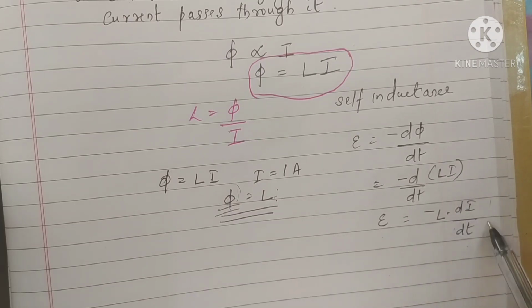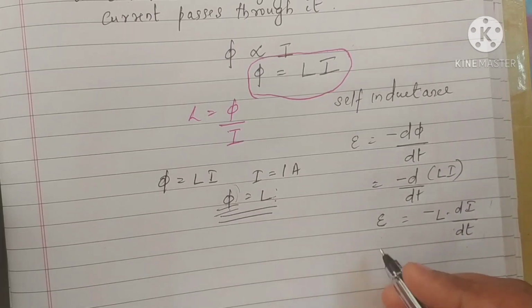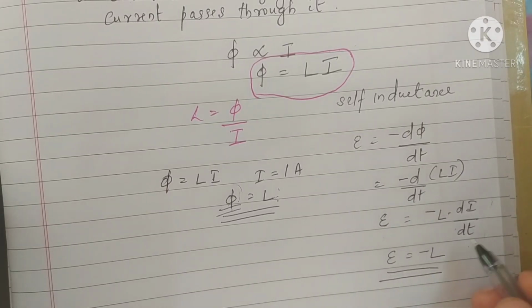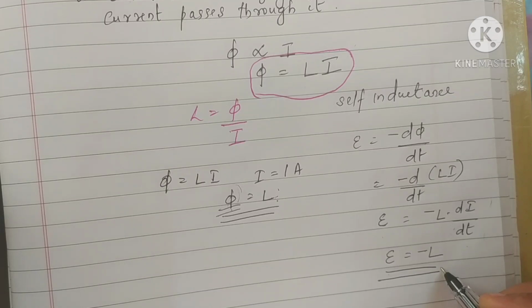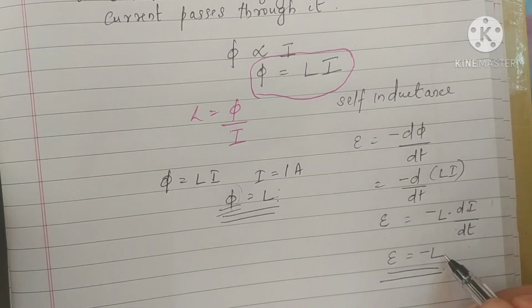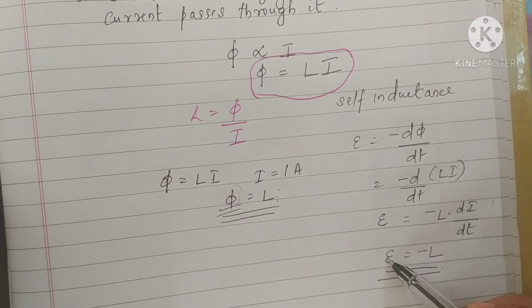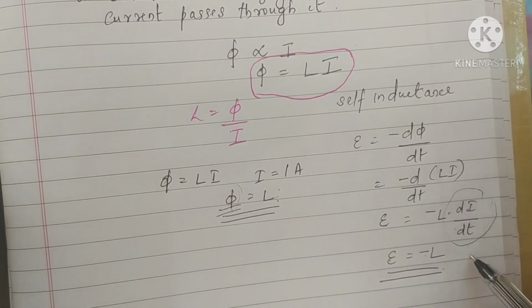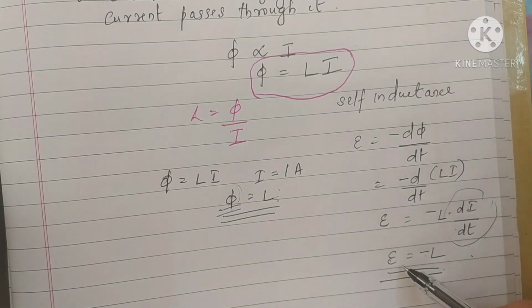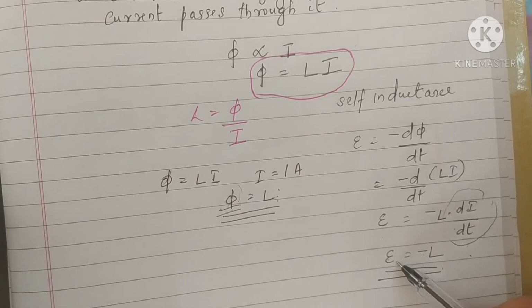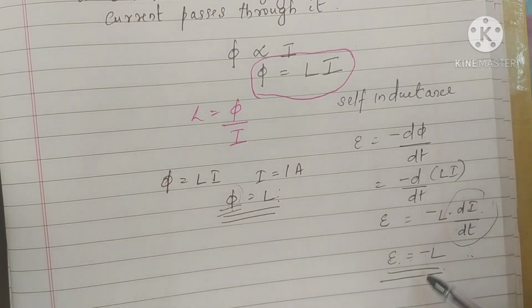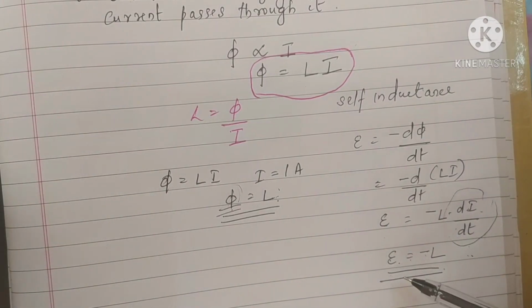Again from this equation, E equals minus L into di by dt. If di by dt is taken as 1, then you can write this EMF is equal to minus L. Clear? So one more definition: self-inductance of a coil is the induced EMF set up in the coil due to a unit rate of change of current through it. From these equations you can define self-inductance.